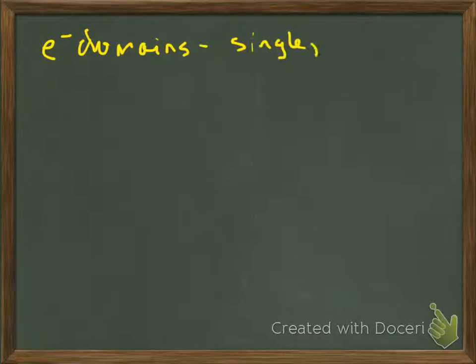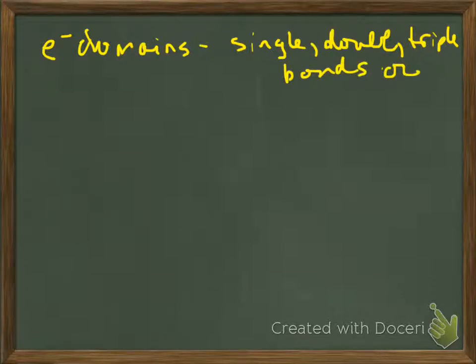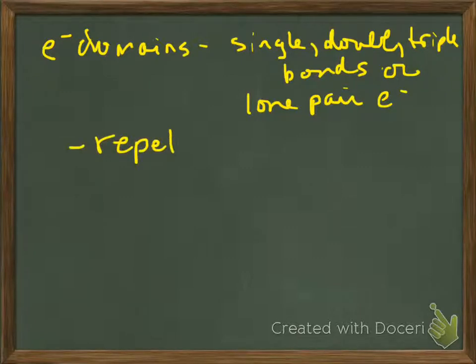Okay, so let's define electron domains, or charge centers. These are single bonds, double bonds, or triple bonds. All count as one electron domain. Also, lone pairs are an electron domain. The idea is that these will repel each other and get as far away from each other as they can.